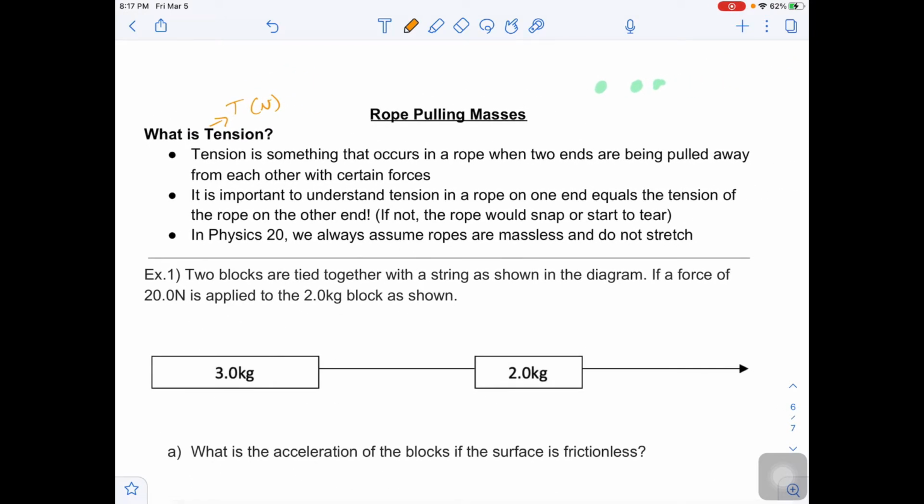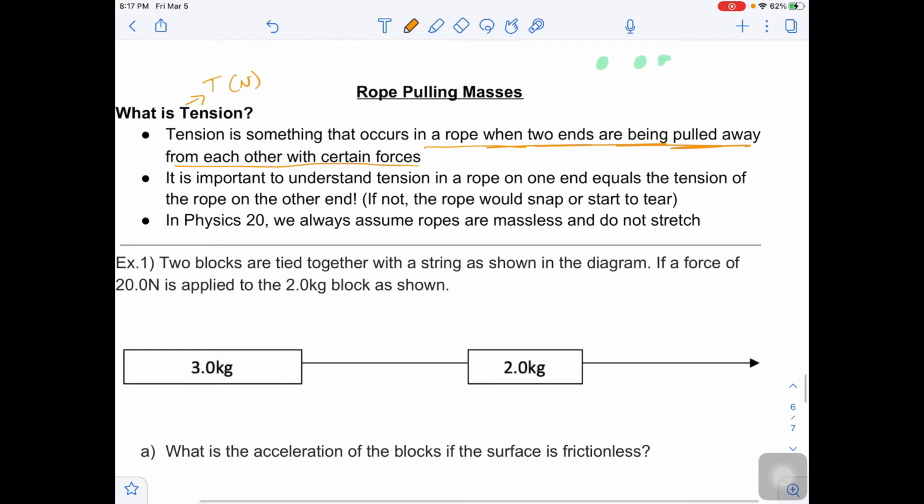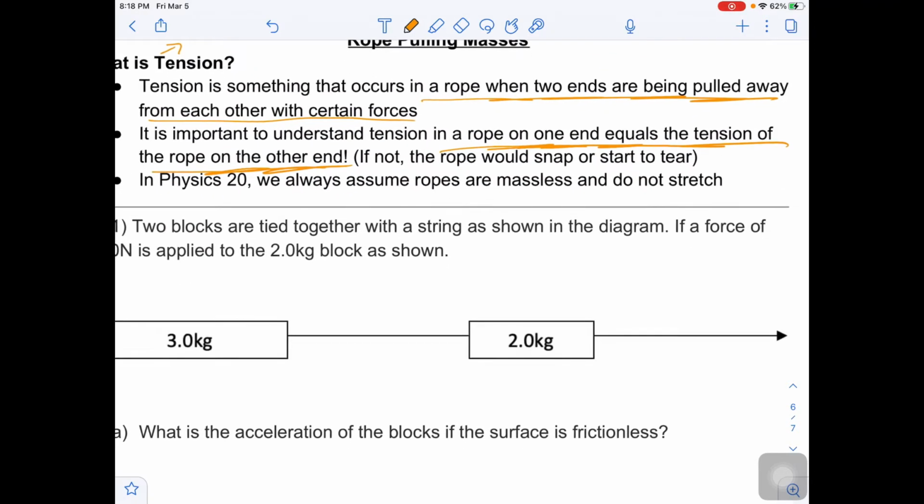Now, this is something that occurs in a rope when two ends are being pulled away from each other with certain forces. It's important to understand that the tension in a rope on one end equals the tension of the rope on the other end. If not, the rope would snap or start to tear. In Physics 20, we're always going to assume that ropes are massless and do not stretch.